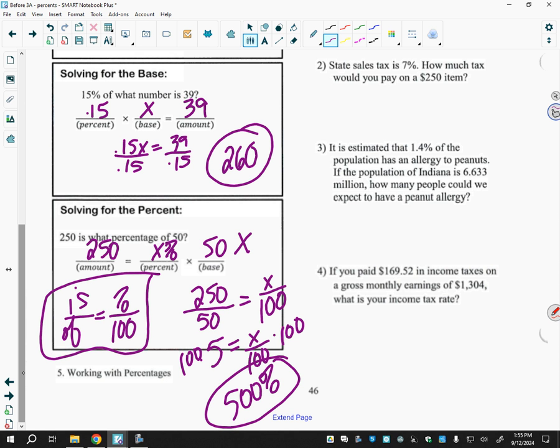I'm just gonna start doing this. Okay. I don't know how to cross multiply still. So this was the right setup.